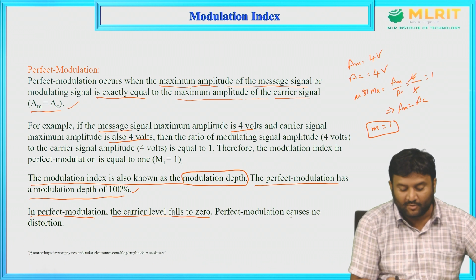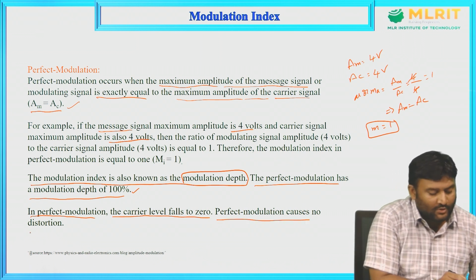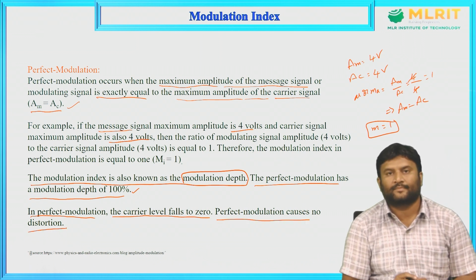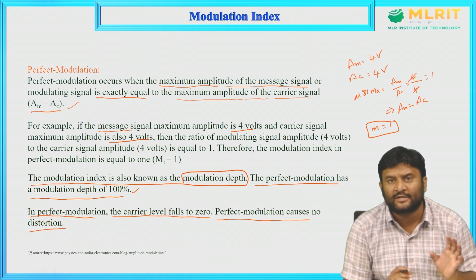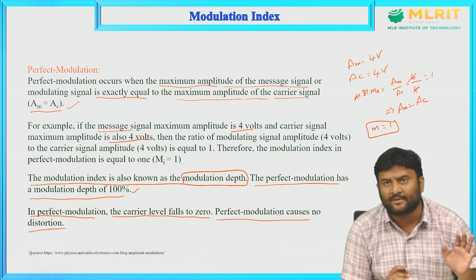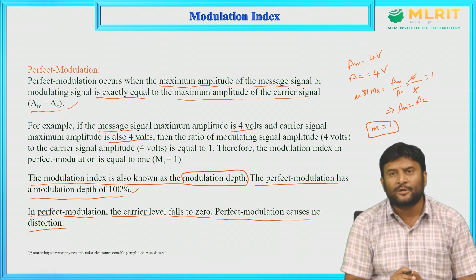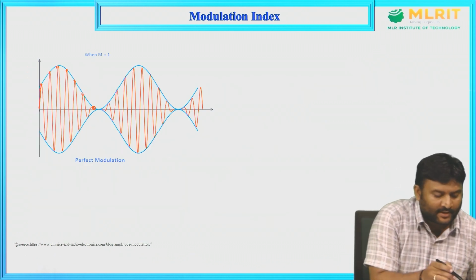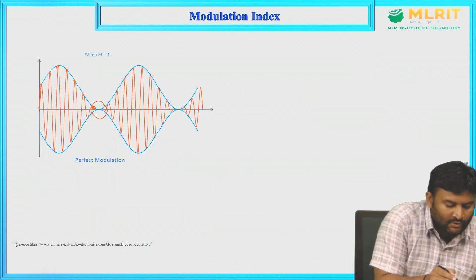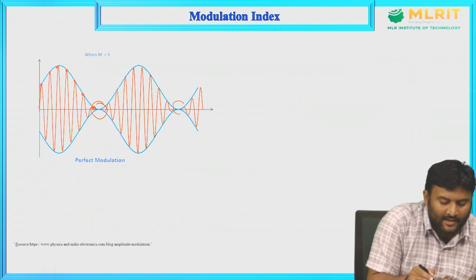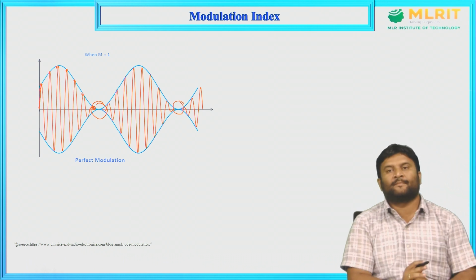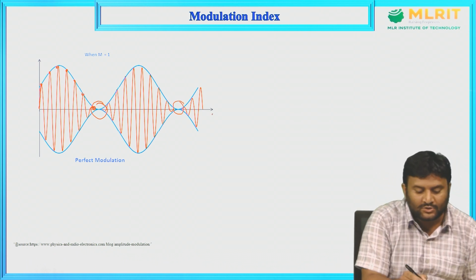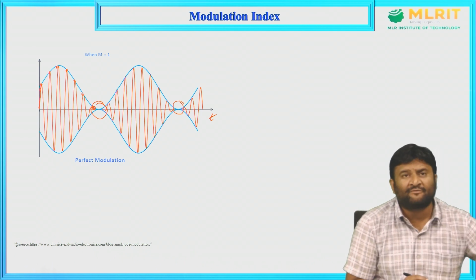The perfect modulation causes no distortion. That is the most important. In the case of critical modulation technique, there is no distortion because both the amplitudes are equal. Just observe here, there is no distortion when the carrier amplitude reaches the 0 level. This is the perfect modulation.